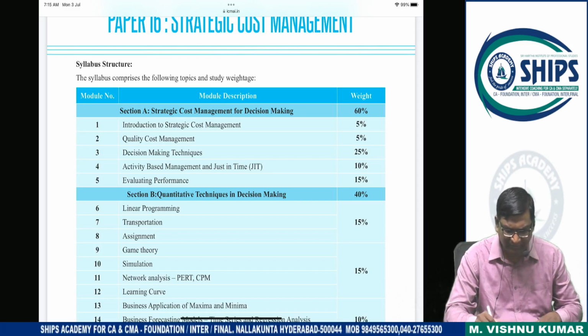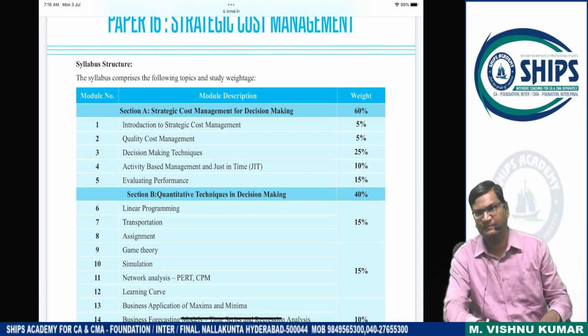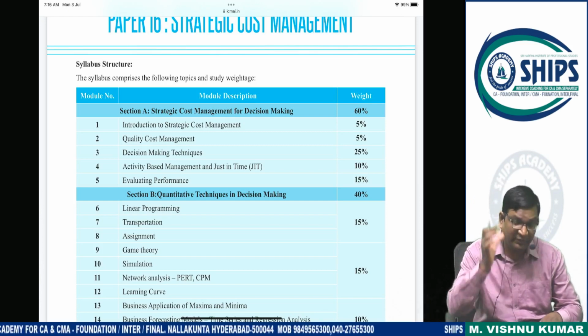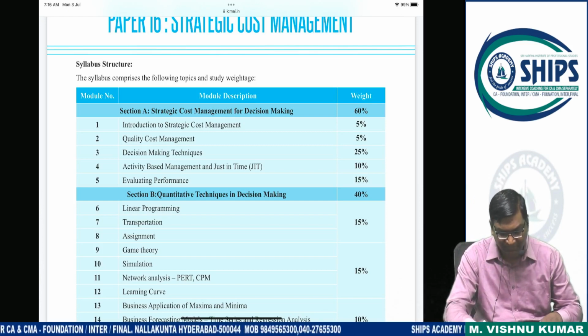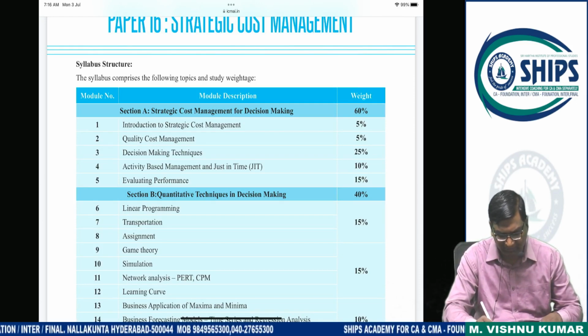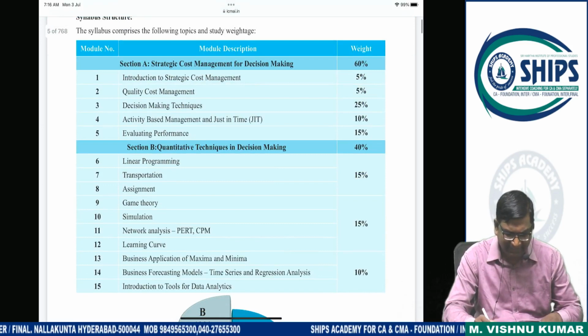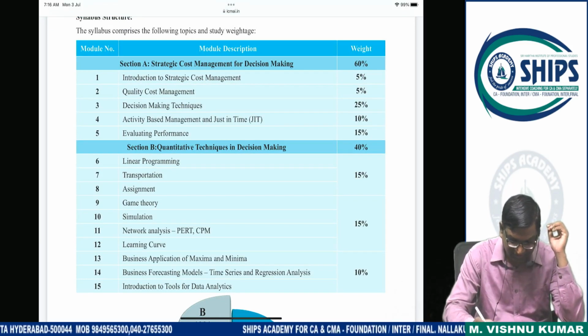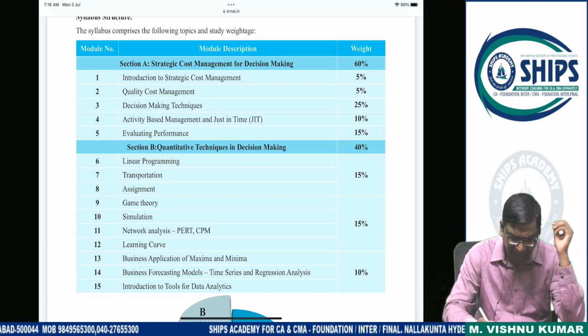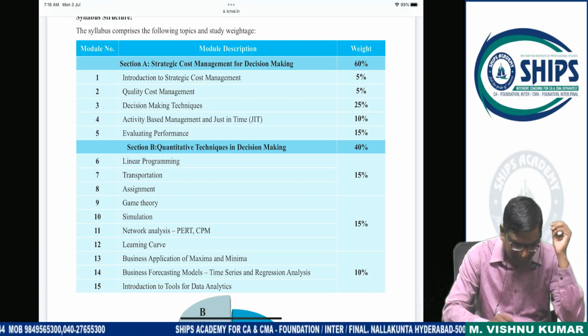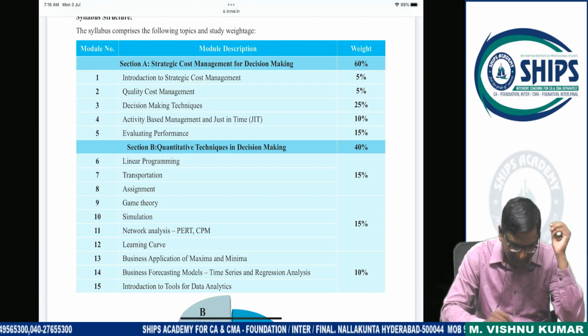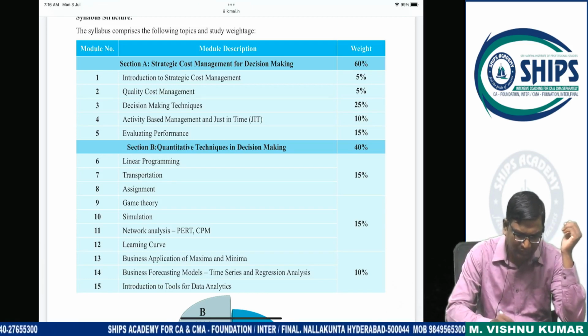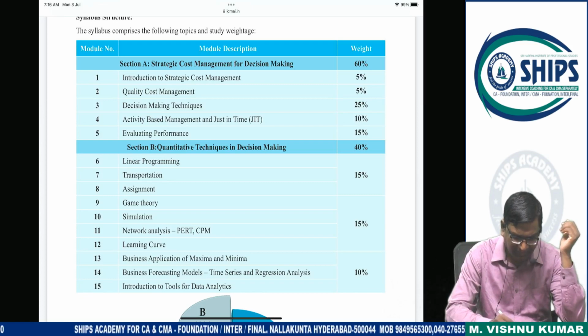Now evaluation of performance means standard costing. Standard costing is the main topic in this. Clear? So standard costing is 15 marks. Along with this, other topics are also there. Now on the QT side, linear programming, transportation, assignment. These three topics, generally they have given 15% weightage. Then game theory, simulation, networking, learning curve. Game theory is a new chapter introduced in the syllabus. Previously, in the old syllabus, this topic was not there.